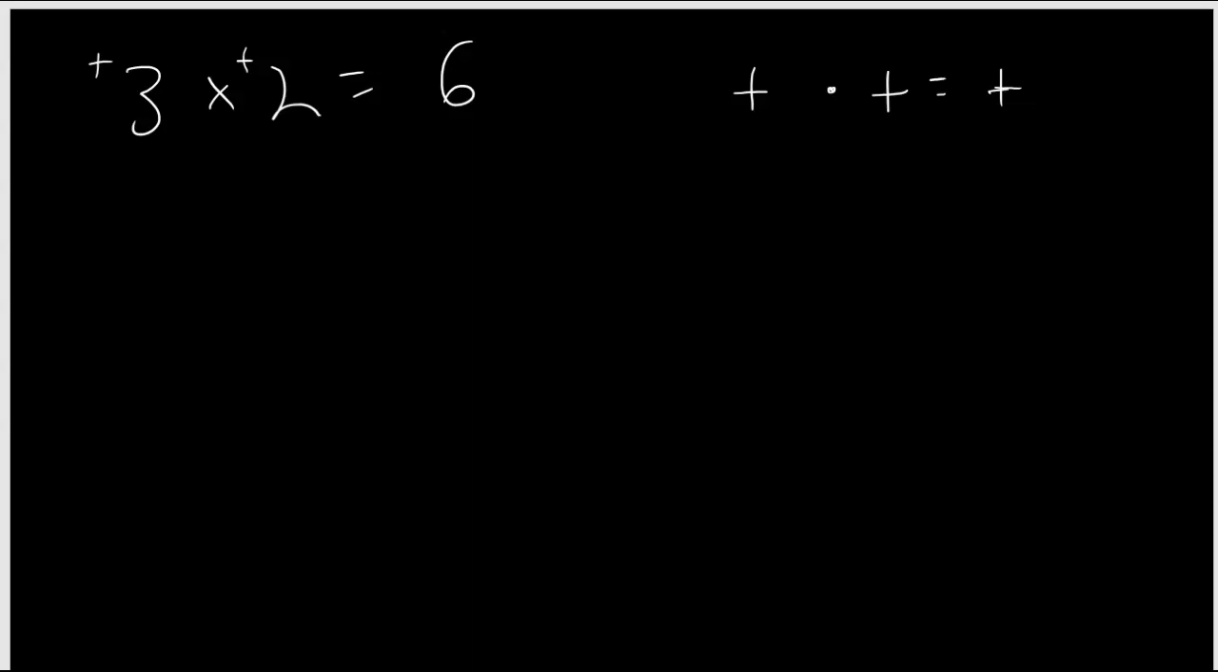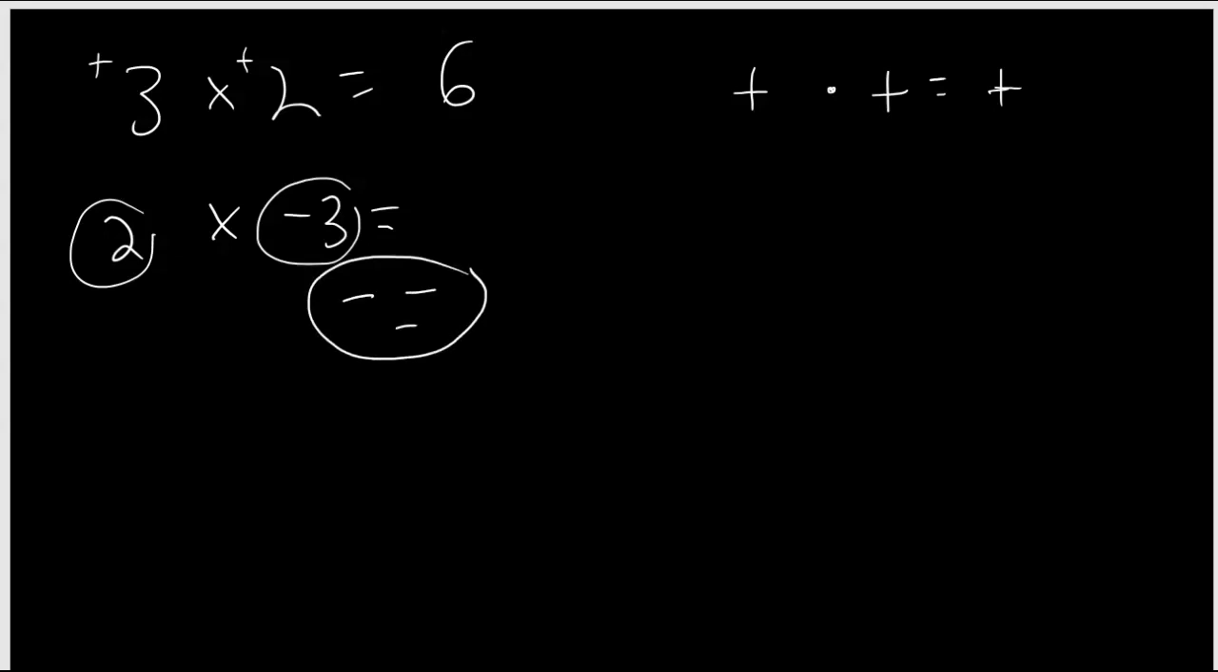What about 2 times negative 3? This could be seen as two groups of negative threes. So you have a negative, a negative, and a negative in one group, and a negative, negative, negative in another group. That's a total of 1, 2, 3, 4, 5, 6 negatives. So the answer is negative 6.